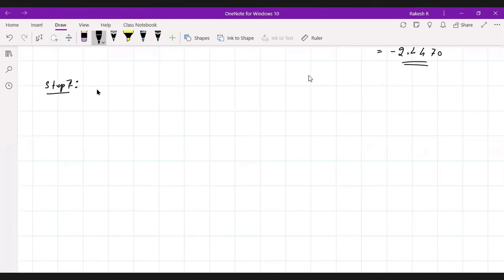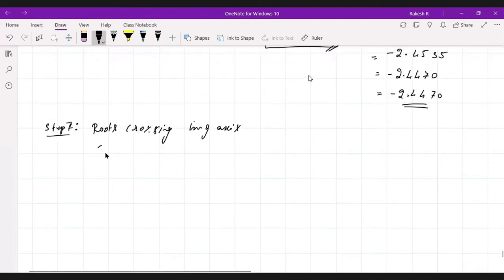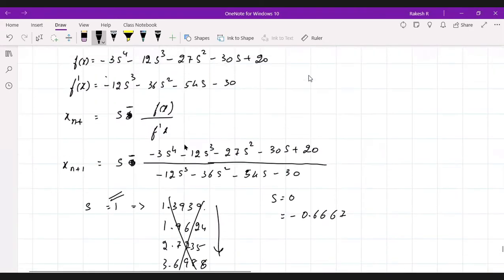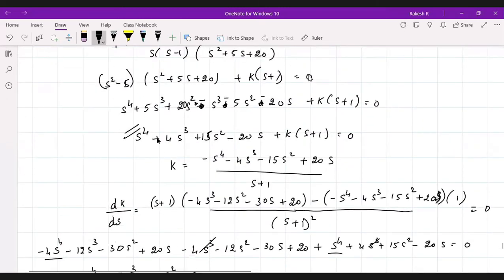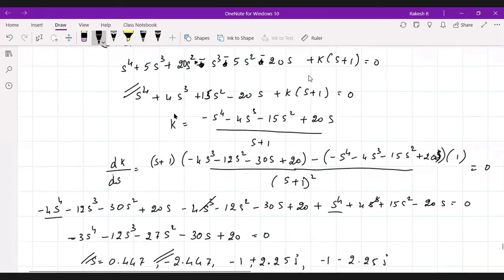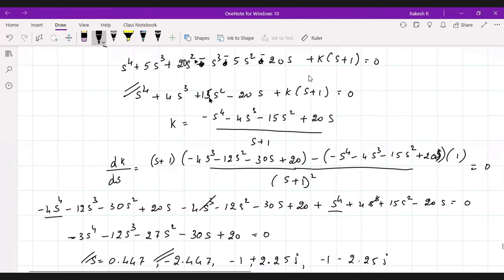So in step number 7, what do we need to find out? The roots crossing the imaginary axis. Right. Roots crossing the imaginary axis. What do we need to consider? We need to consider the characteristic equation again. Right. Which one do you need to consider? Above the K value, whatever root equation you have, you need to consider that itself. Right. So I'll be writing this one. That is s raised to 4 plus 4s cube plus 15s square.